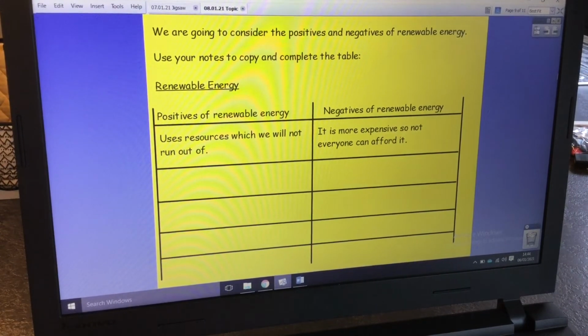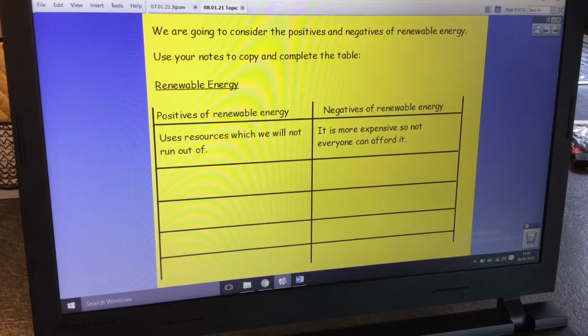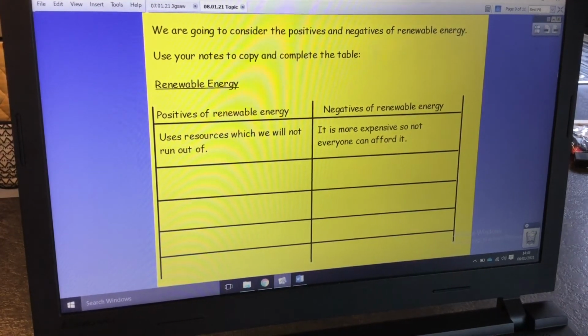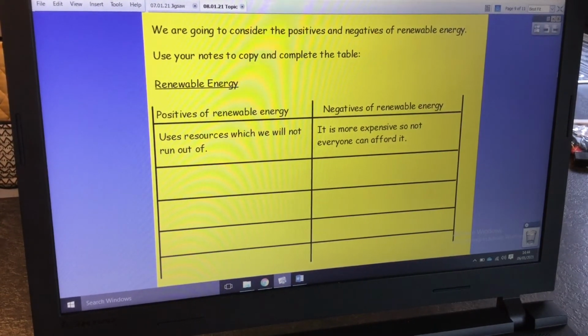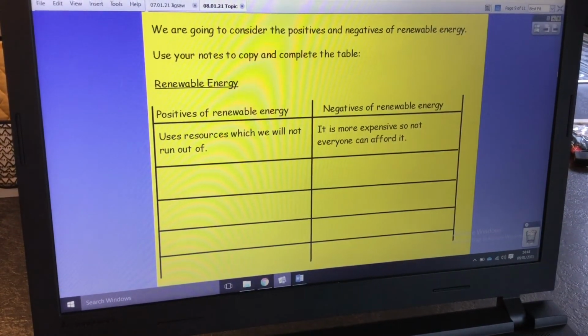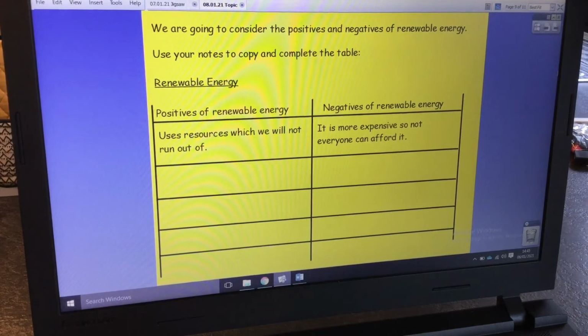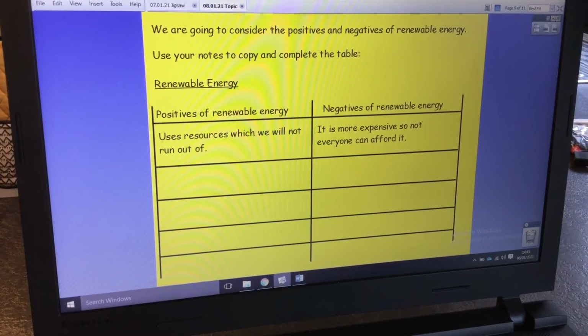Something positive about renewable energy is that it uses resources which we will not run out of. We won't run out of the sun, we won't run out of wind or the waves or moving water. So that's something that's always going to be around for us to use. Something negative about renewable energy is that it's more expensive, so not everybody can afford to use it.